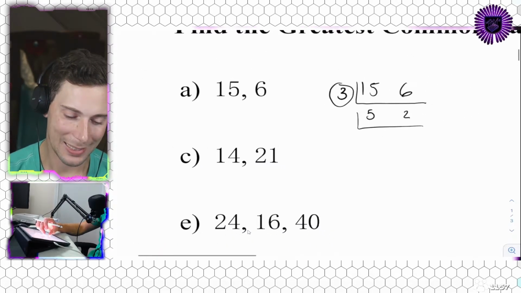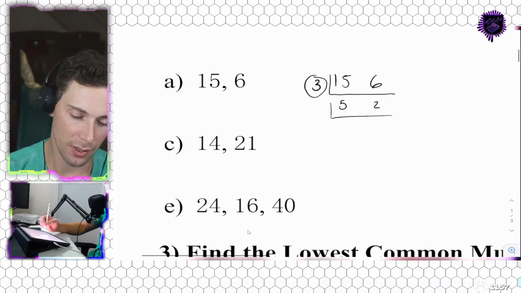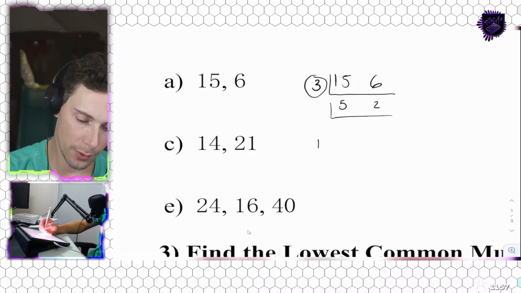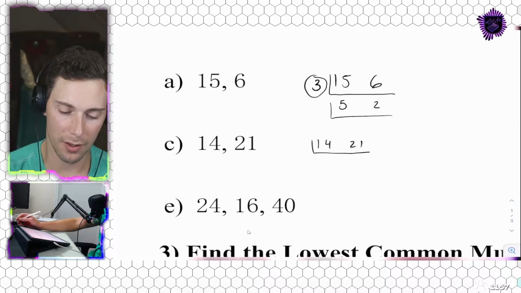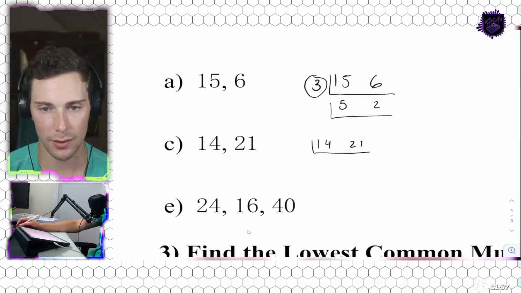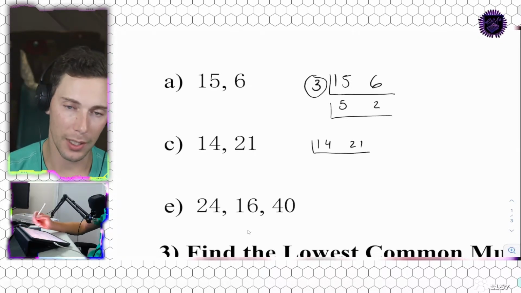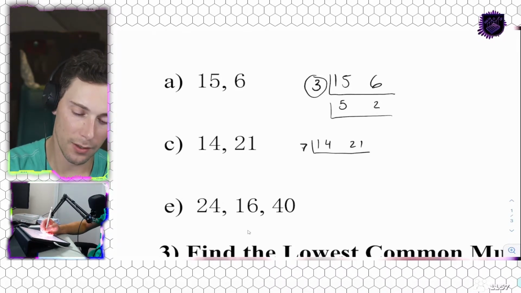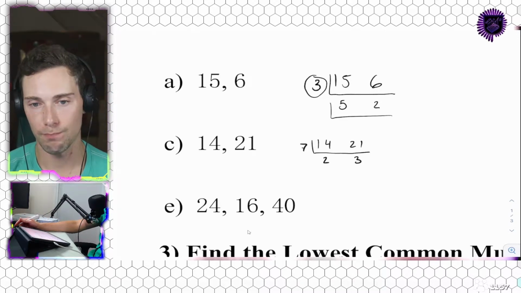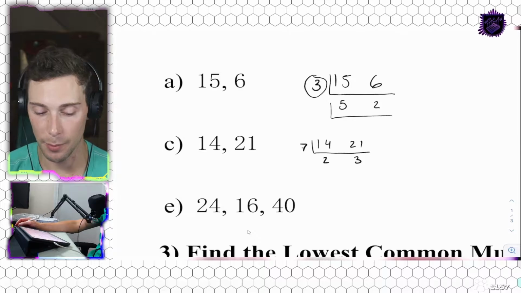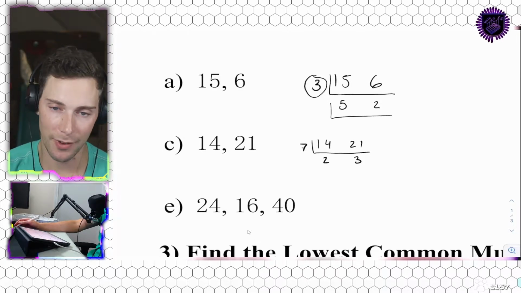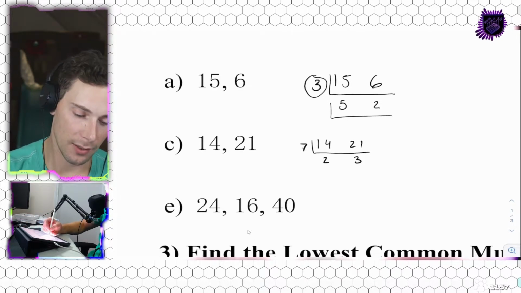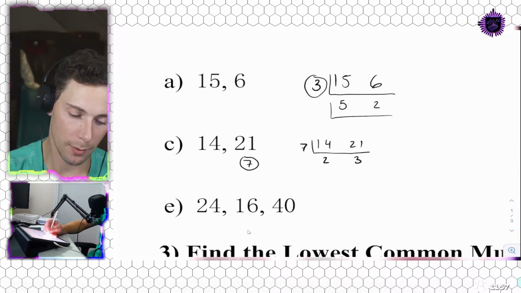Question 2, C, 14 and 21. We'll write 14, we'll write 21, we'll draw our ladder method, and we're looking for a common factor of both of these. Knowing our multiplication table is really helpful, so we'll just go 7, and that's going to be 2, and that's going to be 3. Now we're down to our primes. 2 and 3 are both prime numbers. There's no common factor between them. 7 is going to be our greatest common factor.